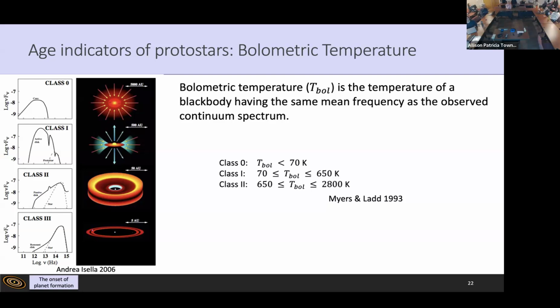As the protostellar system evolves, you will start to see shorter and shorter wavelengths from the infrared emission of the disk, as well as the central protostar. So the bolometric temperature will increase over time. So this is a tracer for the evolution of the protostellar system.